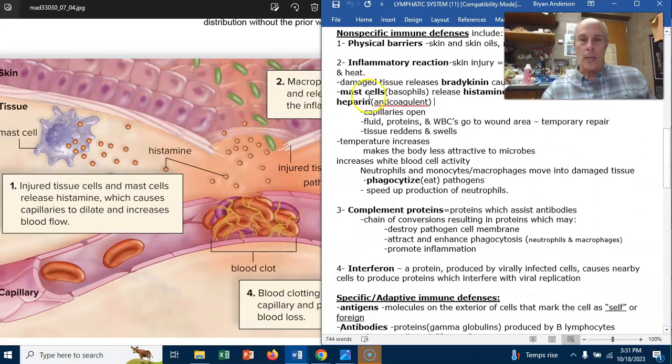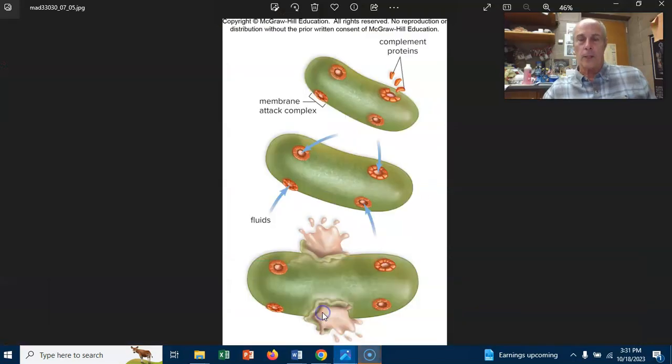Okay, so we're still on this concept of non-specific immune defenses, things that don't require your body to identify the specific pathogen. Number 3 is complement proteins, and your textbook has this picture of the process. Here's a bacteria, and it has been identified as foreign, and in response to that, your body doesn't have to identify the specific bacteria, but it produces these proteins that attach to the surface of the bacteria, drill a hole in it, and pop it or make it explode, if you will.